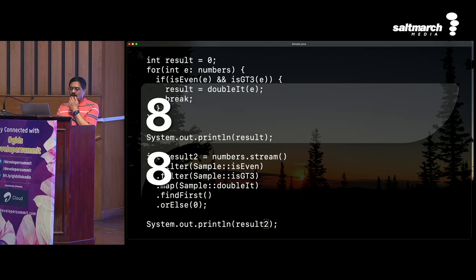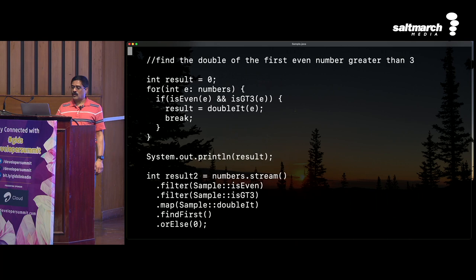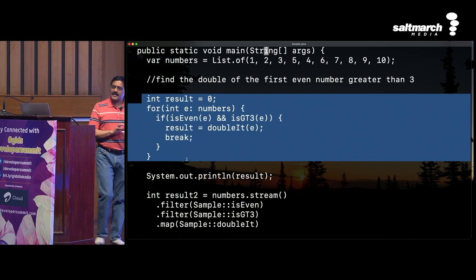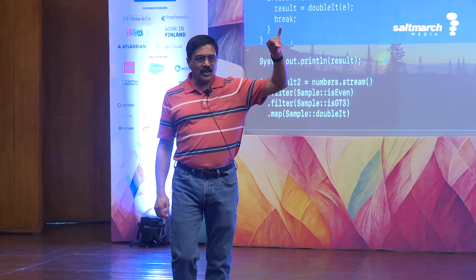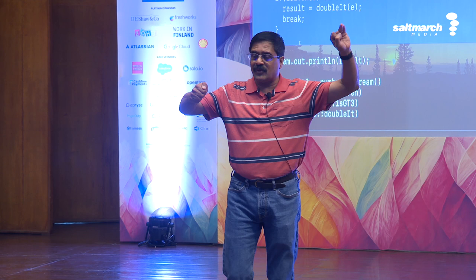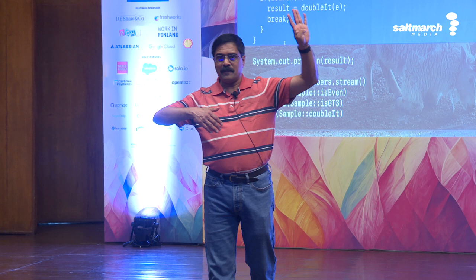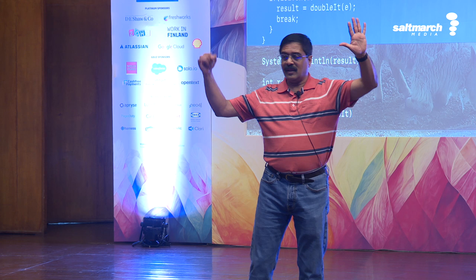But if you look at this code, we clearly know what's going on in this function. Look at this example for a minute. What does the highlighted code do? It evaluates 1. Is one even? No, throw it away. Is two even? Yes, but is two greater than three? No. Is three even? No. Is five even? No. Is four even? Yes. Is four greater than three? Yes. Double four, and you are done.